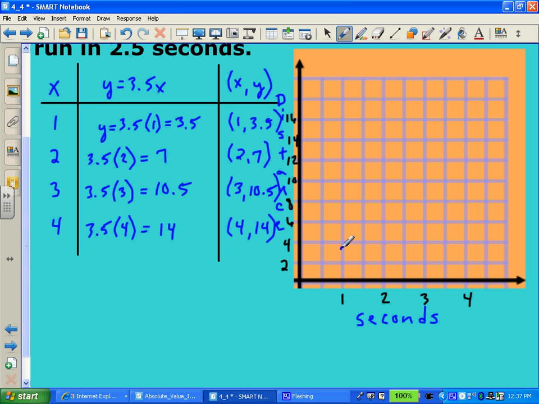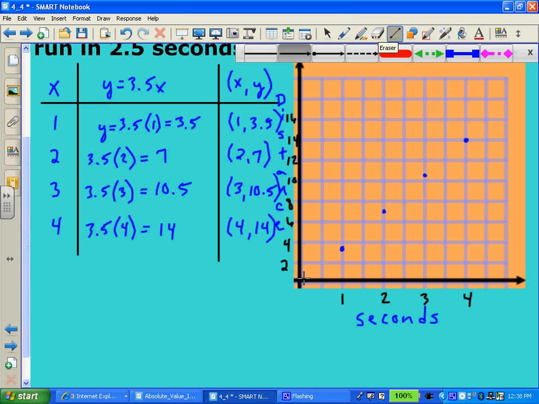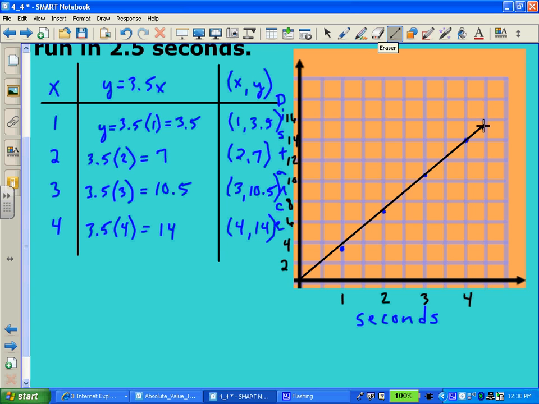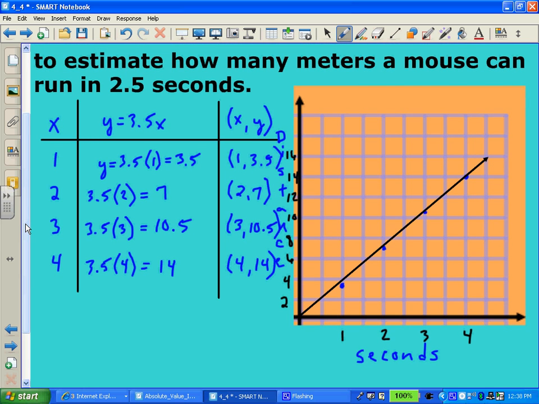Okay? And now what I'm going to do, I'm going to plot my points. So I have 1, 3.5, 2, 7, 3, 10.5, and 4, 14. Now, my mouse is running this whole time, so I can connect my dots. Okay. And then, so I got my table, I got my graph, I got my axes labeled. The last part is estimate how many meters a mouse can run in 2.5 seconds.